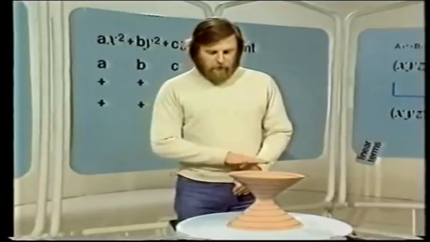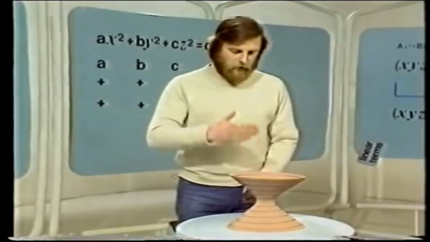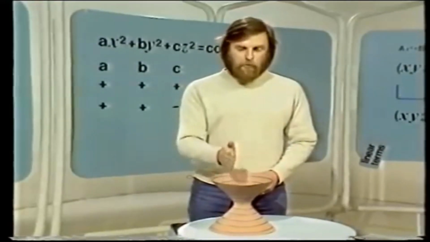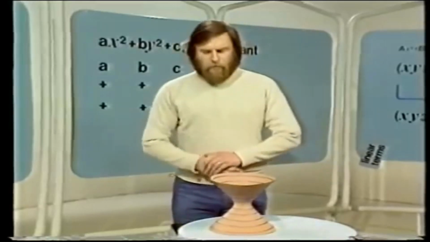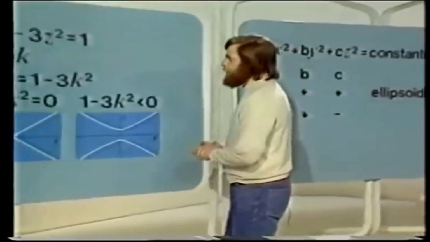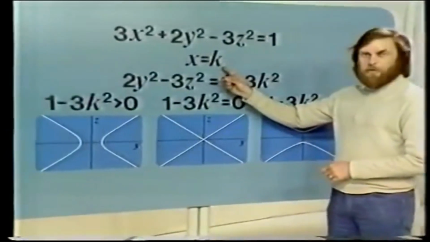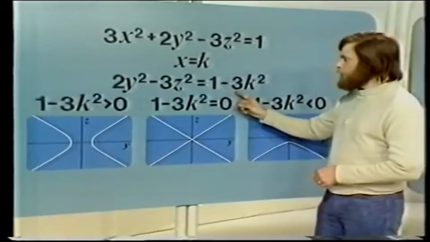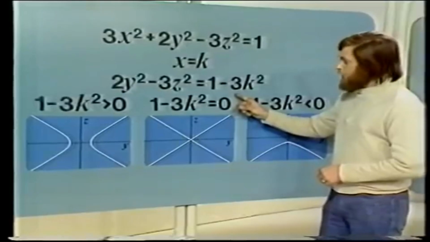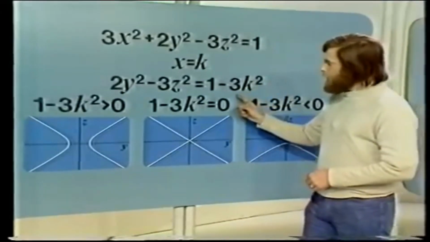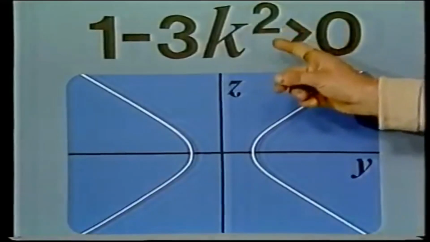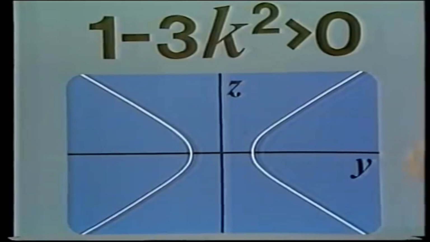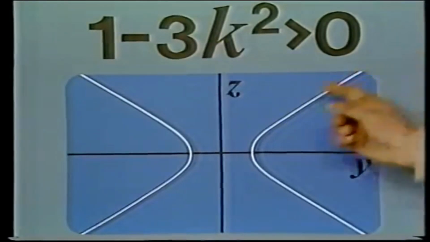Okay, so we know all about sections in these planes, but what of a section in a vertical plane? For example, what about a section parallel to the YZ plane? Well, parallel to the YZ plane means a constant value of x. So let's put x equals k into the equation, and rearranging we get this. And of course that looks like the equation of a hyperbola, but there are three cases to consider. You see, 1 minus 3k squared can be positive. That's when k is pretty small, so we're actually very close to the YZ plane. And then we get a hyperbola like this.